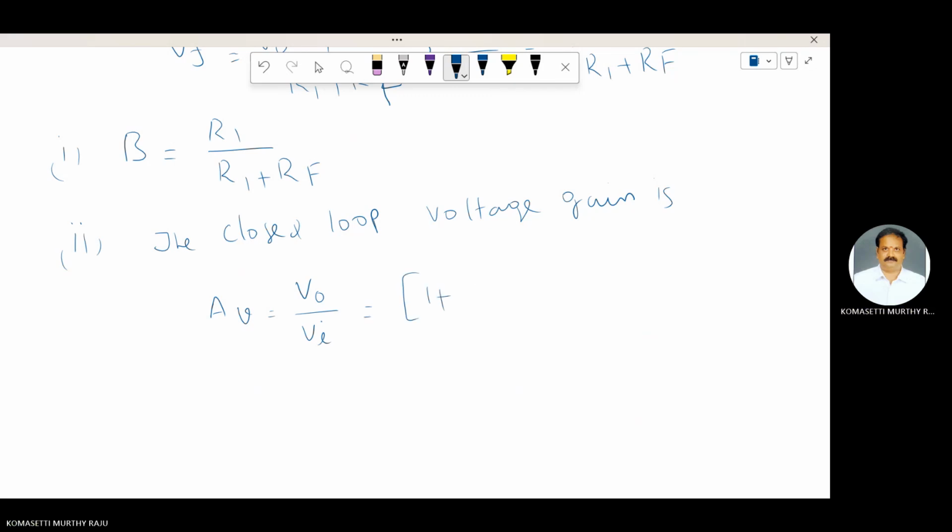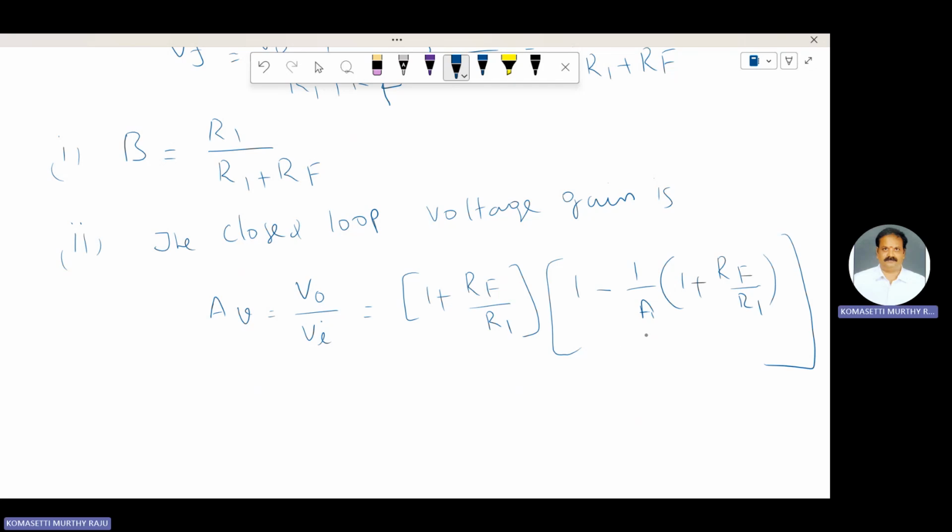It is 1 plus Rf by R1, into an important point here: 1 minus 1 by A. This A is called the open loop gain of the op amp without feedback. 1 plus Rf by R1 is the ideal gain, and the 1 minus 1 by A term gives the gain error.